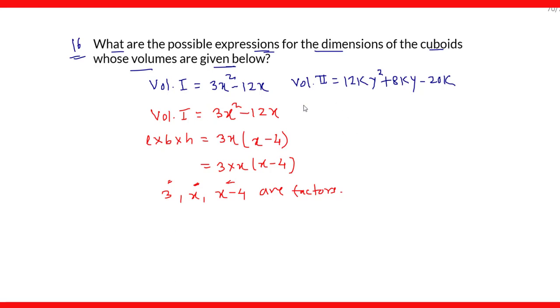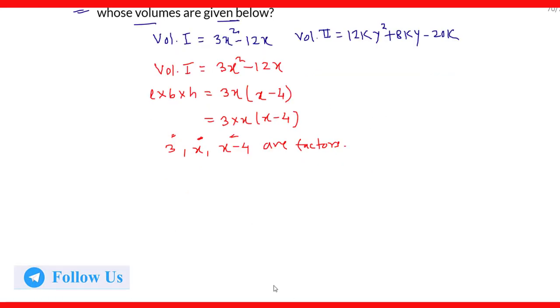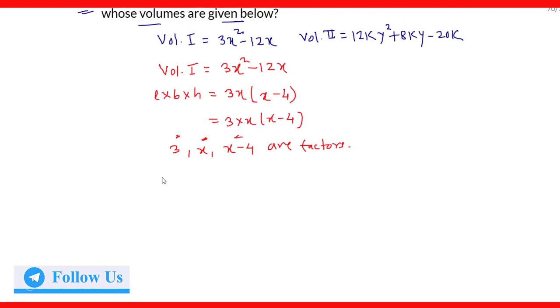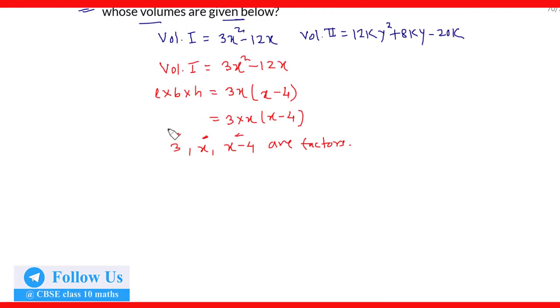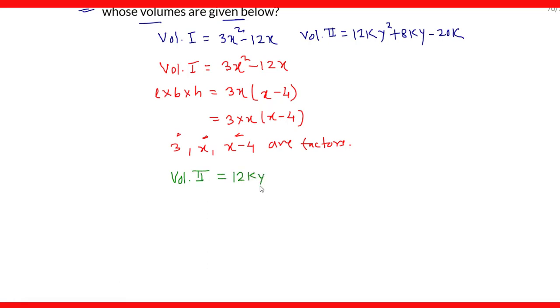Now we will solve the second one in the same way. So the second is what? Volume of second cuboid is equal to 12ky square plus 8ky minus 20k. Here the volume we calculate by the formula length into breadth into height. So length, breadth and height are the dimensions of the cuboid.